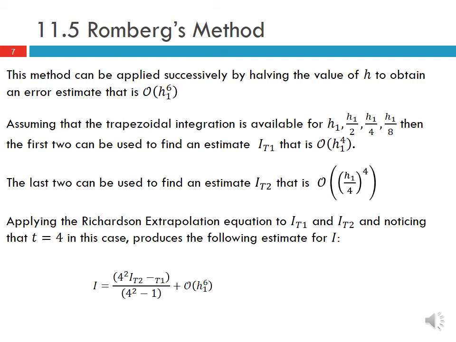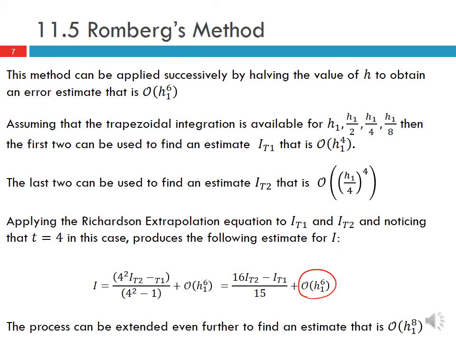And then we can apply the Richardson extrapolation equation by getting a linear combination of these two, and in this case t is equal to 4, to produce this estimate for I, which you can see is now equal to 16 times the second estimate minus the first estimate, divided by 15. And now this estimate is order h to the power 6. So by a linear combination of two fourth order estimates, we were able to get a sixth order estimate for our integral.